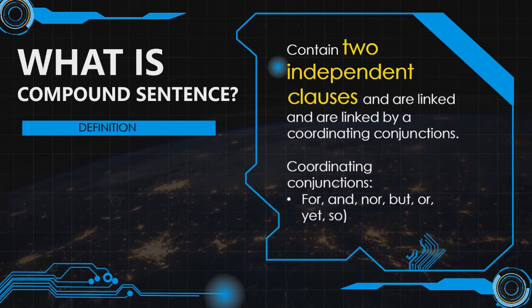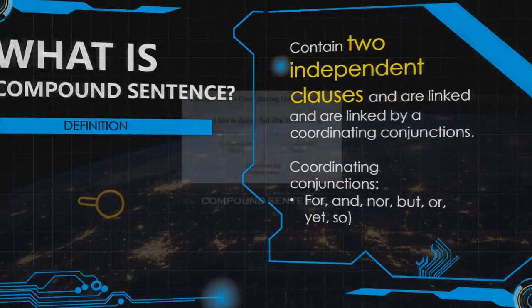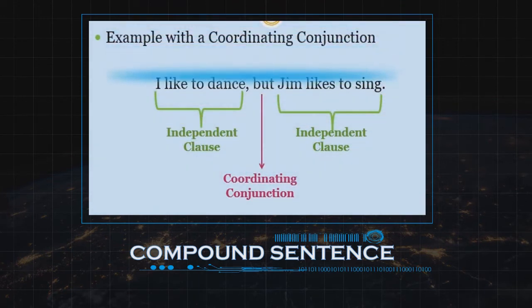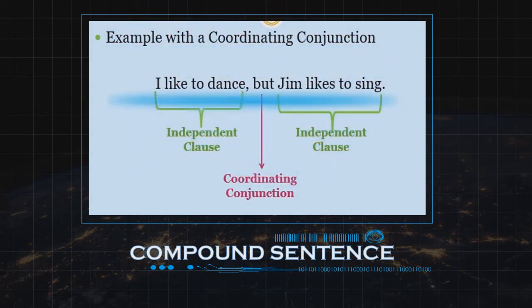So remembering the acronym FANBOYS is an easy way to remember the coordinating conjunctions we can use to join independent clauses. Coordinating conjunctions connect words or groups of words together. They include the words for, and, nor, but, or, yet, so. Here are some examples of compound sentences with coordinating conjunctions.